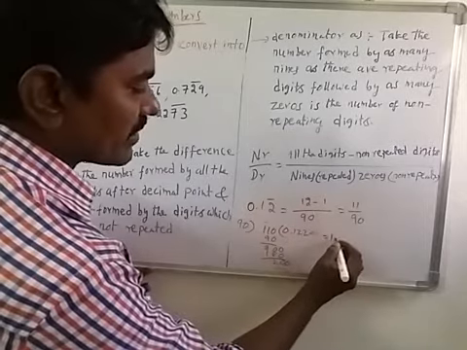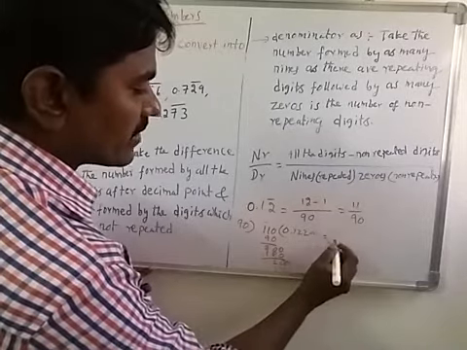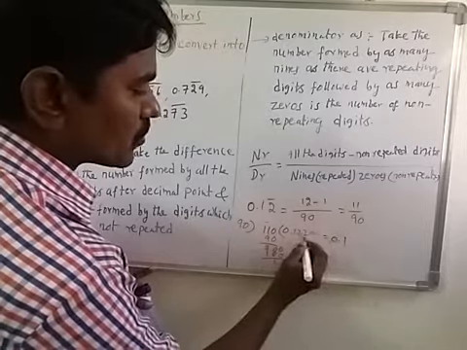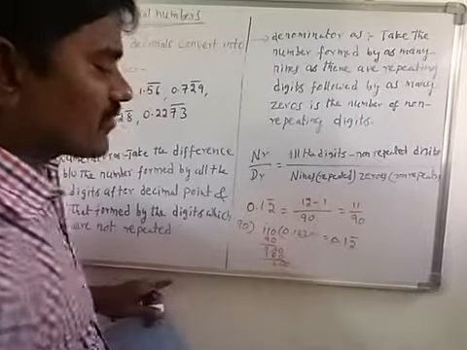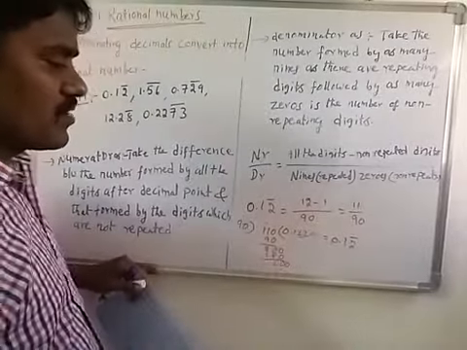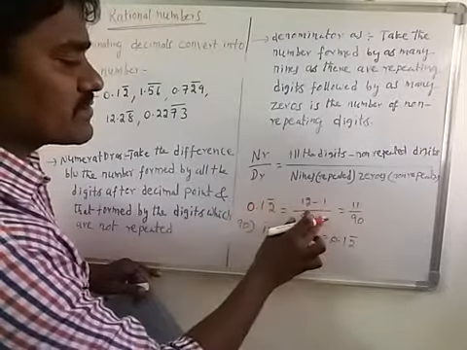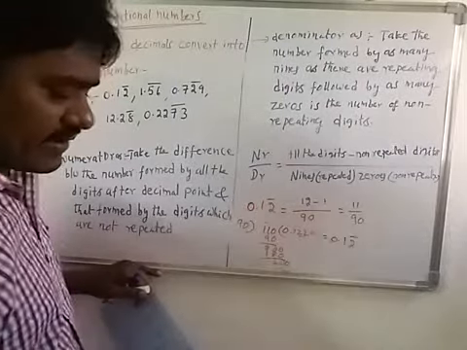That is equal to, we can write 0.1, and 2 is repeated, so you can write 2 bar. So 0.12 bar is equal to 11 by 90.